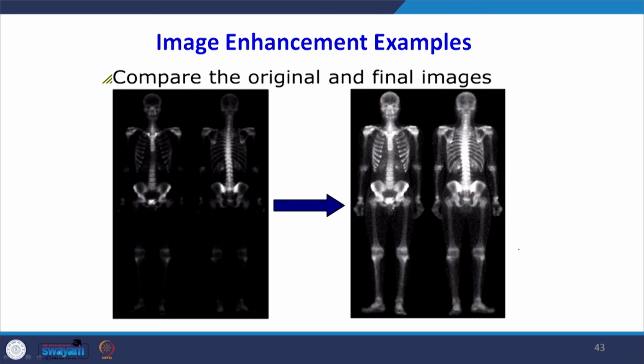Again, one more example where you can see the entire skeleton of the body image. The left image is not very sharp, not very clear, but after applying the enhancement process, one can see that the entire body skeleton has become very clear, and now one can carry out the desired study from these enhanced images. So these images have a lot of applications.